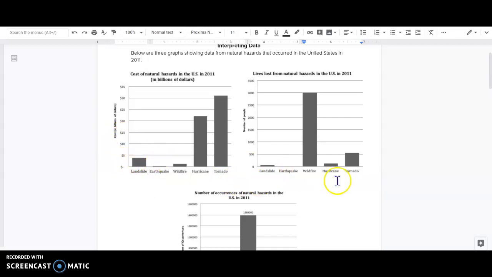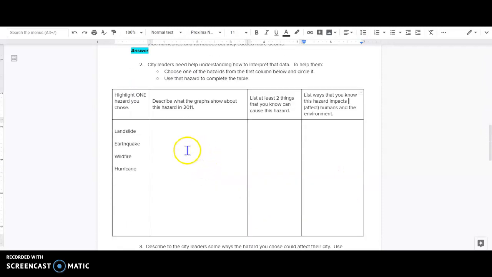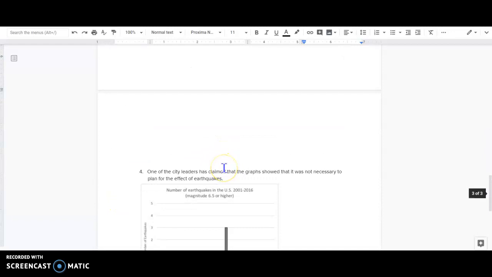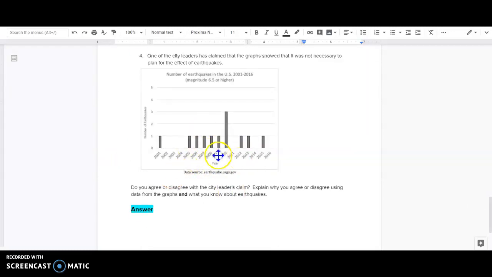How many lives do landslides cost? How often do they occur? You need to explain all of these things, these 3 columns, with that hazard you chose. This last one, a lot of you didn't even do this one at all. And I don't know if that's just because you missed that you had to answer it. So I made your answers a little bit more obvious, bolded and highlighted so you can type in now. And then the same is true for this last one.